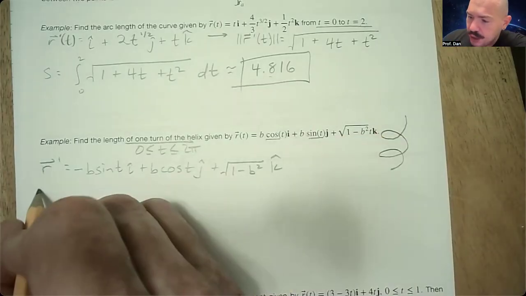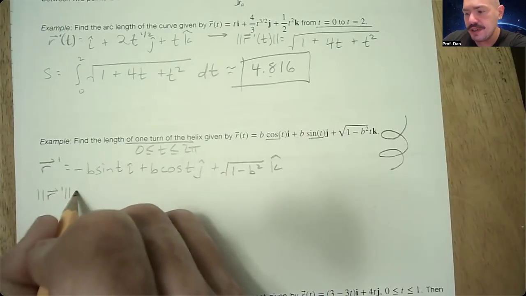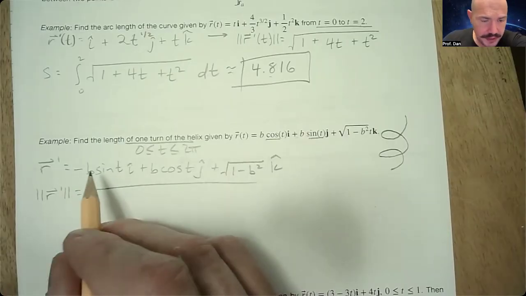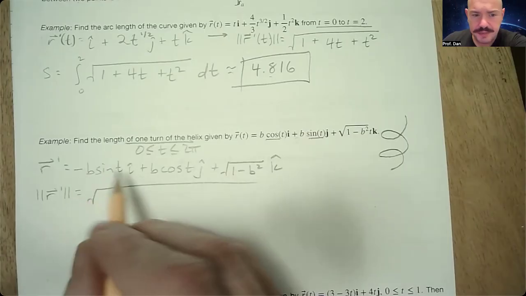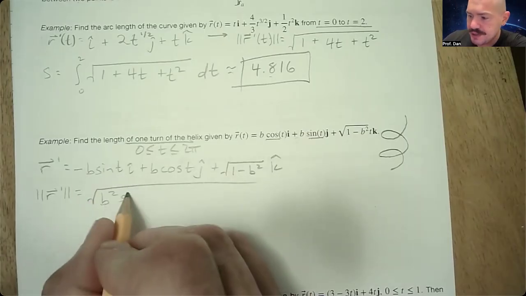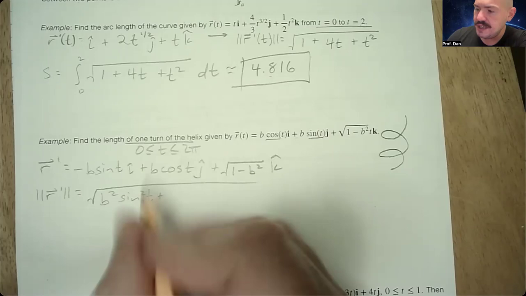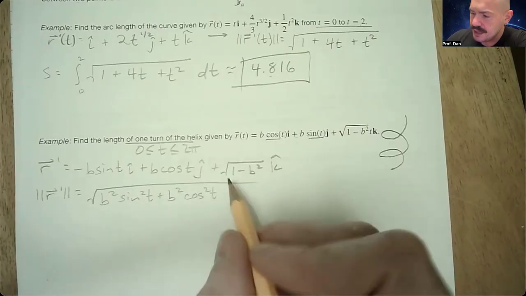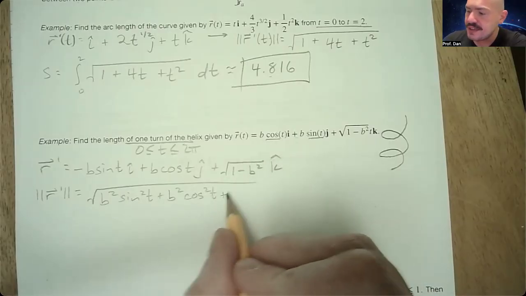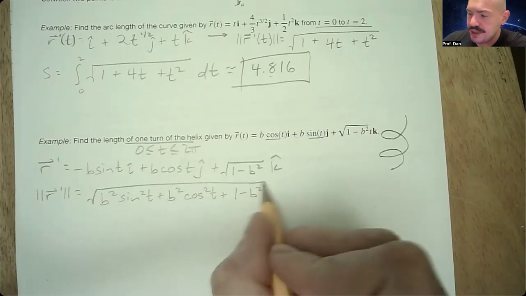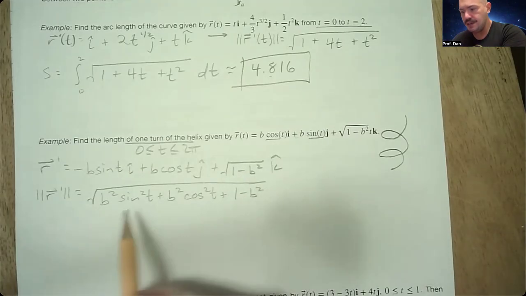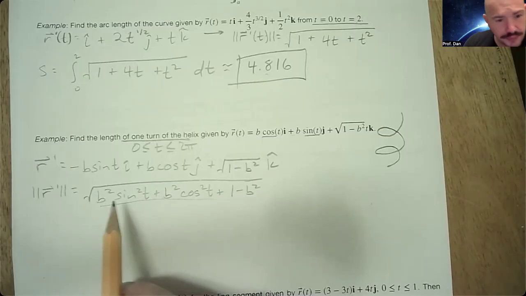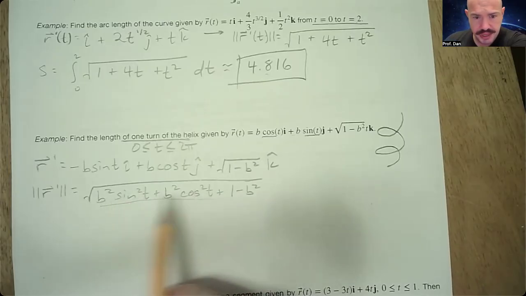Now that we have r prime, we can get the magnitude of r prime, just as we have before. So negative b sine t, when I square that, I get b squared sine squared t. b cosine t, when I square that, I get b squared cosine squared t. And this is a square root, so when I square that, I get 1 minus b squared, the thing that is under the root. And we know this trick. We've seen this song and dance several times at this point. We know that this whole thing is going to just be b squared.